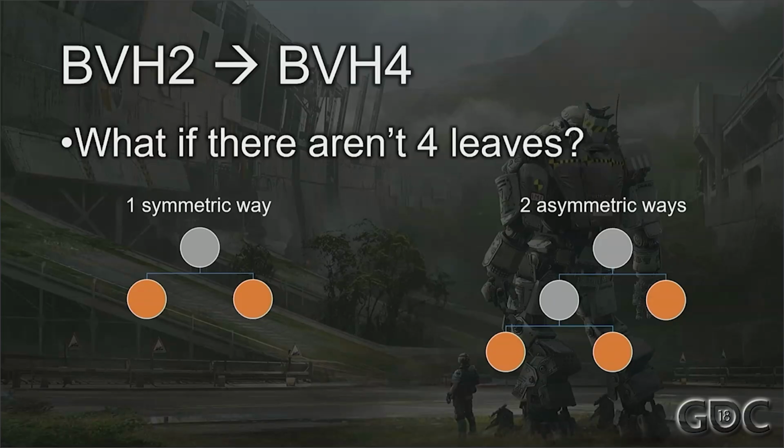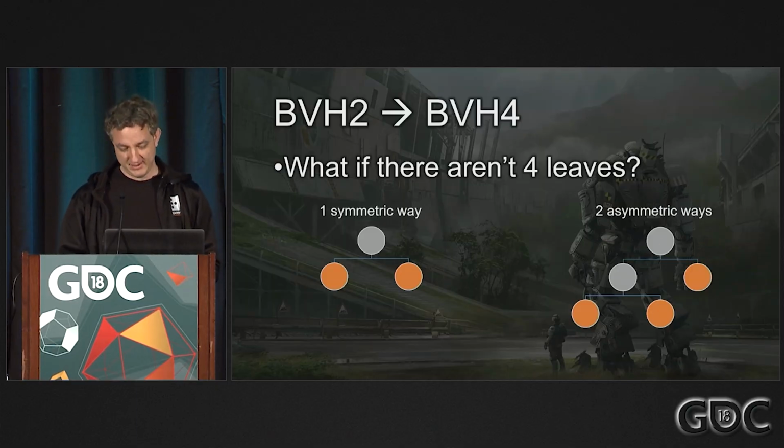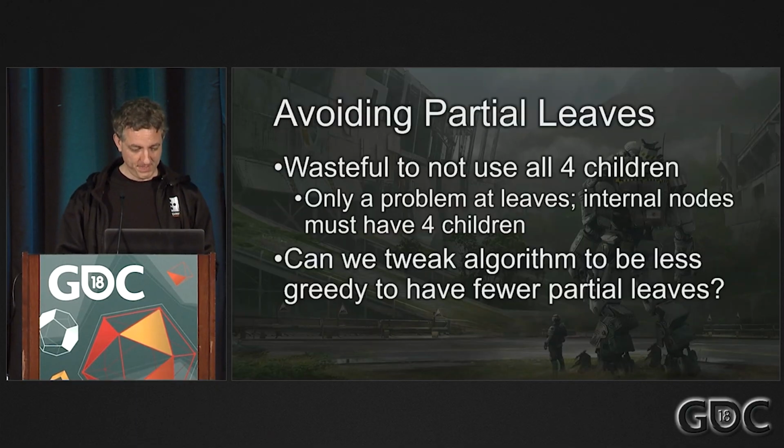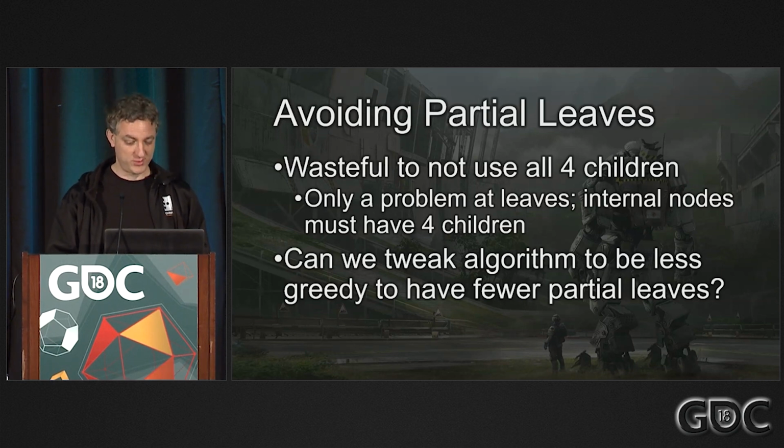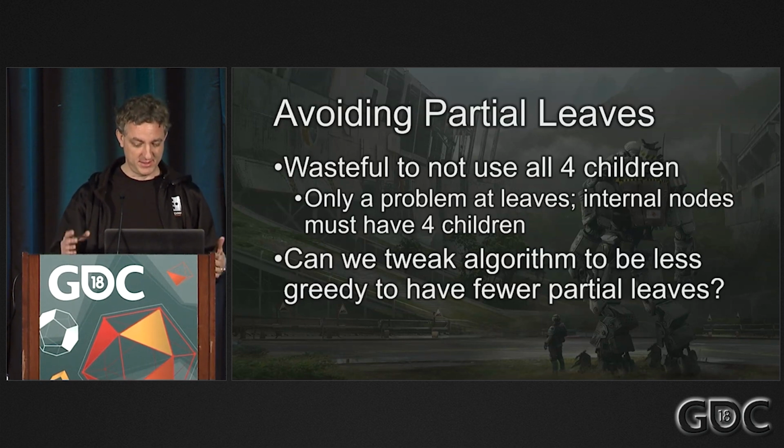And we don't necessarily have 4 leaves because artists are making this stuff, and they don't always make it perfectly nice for code. So we can end up with 1 symmetric way or 2 asymmetric ways of having less than 4 leaves. So it's wasteful in memory to not use all 4 children, because we always store 4 children. And because we do a greedy construction from the top down, this can only happen at the leaves. So can we tweak the greedy algorithm near the root to make the partial leaves better, lower in the tree?